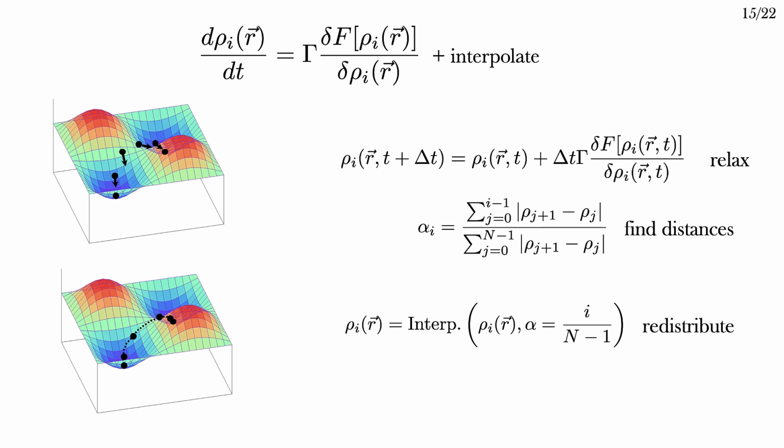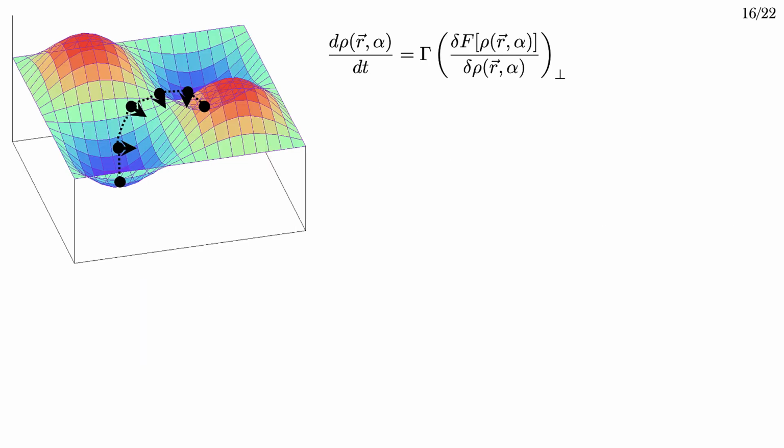This method works well, but think of what happens when your string is converged. You pull each point down the hill in a direction parallel to the string, and then pull them back up with interpolation, over and over again. It would be simpler if you just ignored the part of the update that's parallel to the path. This is the next method.